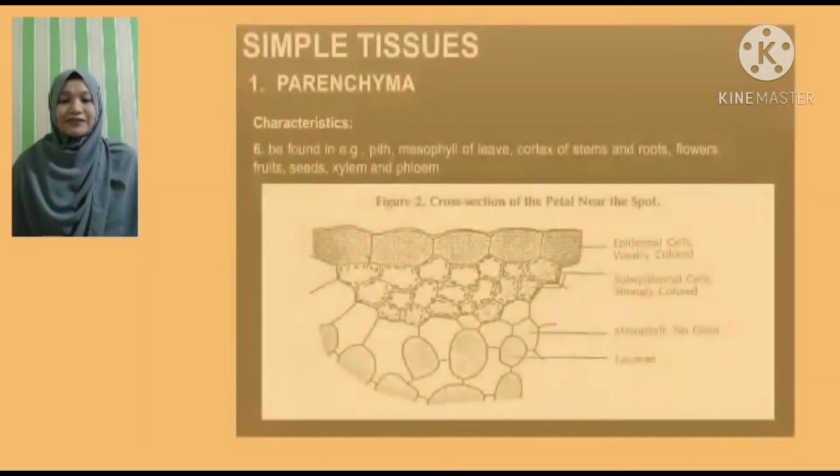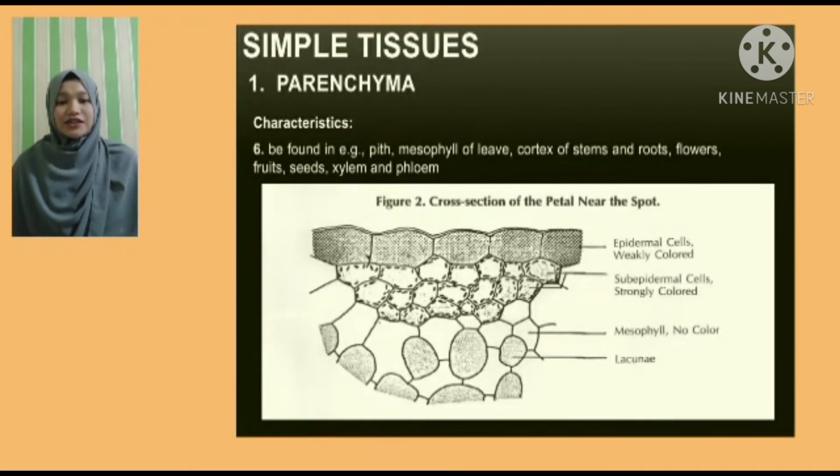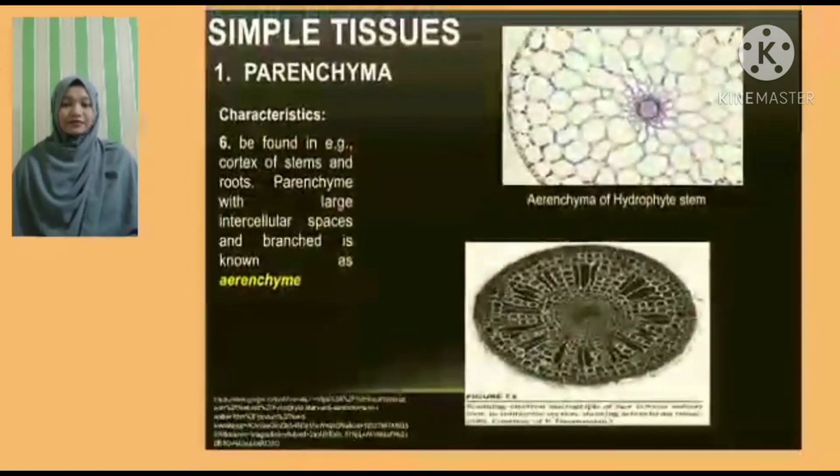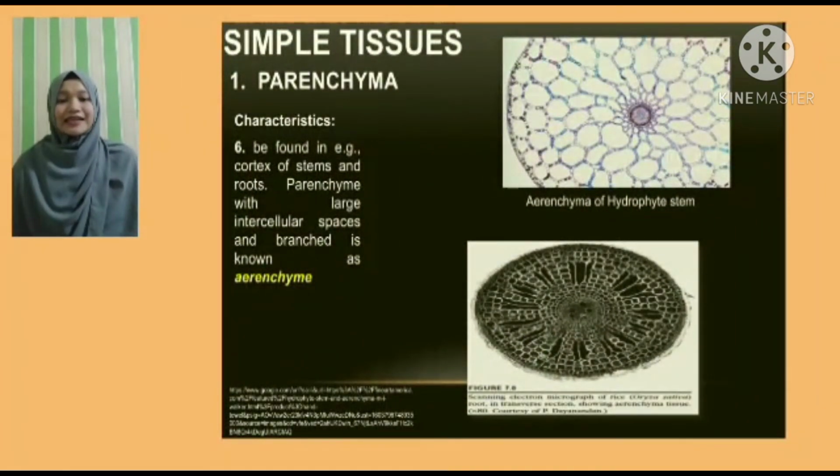The image is a visible cross section of a petiole. The parenchyma is in charge of storage in these large pockets, a portion of cross cells with large cavities that help maintain excess water in the plant's aquatic habitat. Parenchyma with large intercellular space and branches is known as aerenchyma.